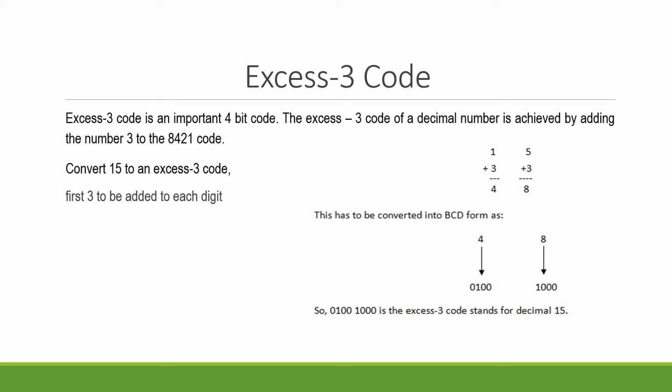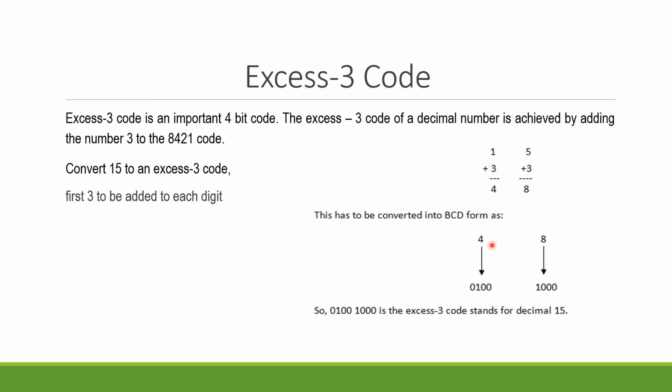Suppose we have the number 15 and we need to convert it into the XS3 code. Then what will we do? We have 15, which is nothing but 2 digits, 1 and 5. So we are going to add 3 to each digit. We can observe over here, we have 15, 1 and 5, and to each digit we add 3. So when 3 is added to 1, it becomes 4, and when 3 is added to 5, it becomes 8.